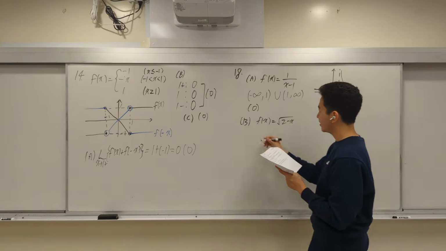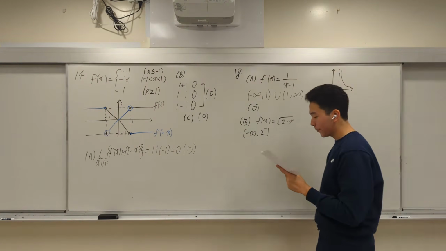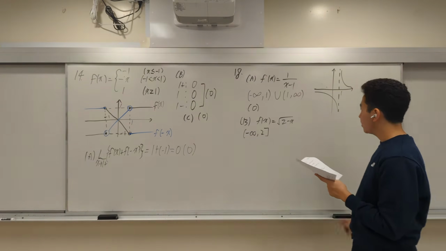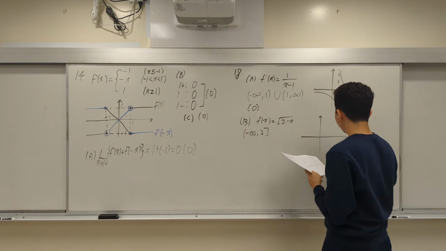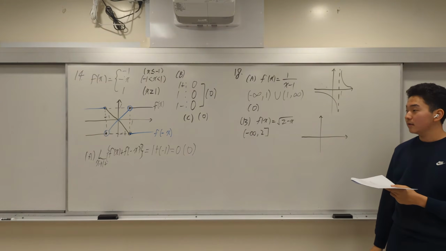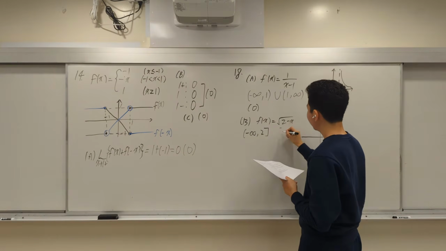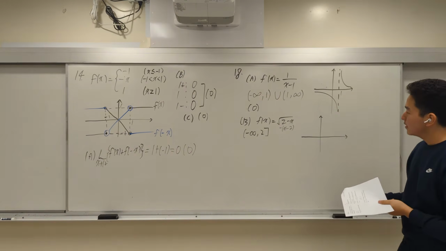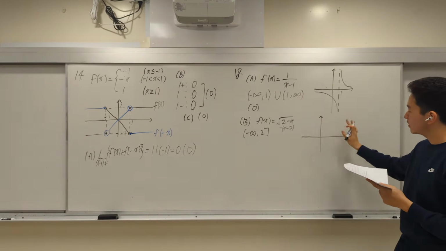Number B, function f of x equals square root of 2 minus x is continuous on the interval negative infinity comma 2, with a square bracket. If we want to draw this function, some of you may know how to. I think this is covered in pre-calculus 12. If we take the negative out, it's x minus 2. So we take square root of negative x, and then we translate it to the right by 2.